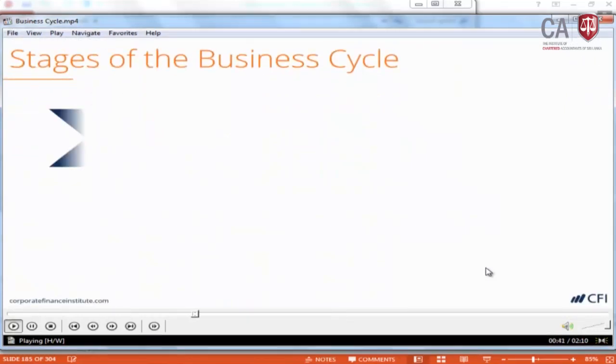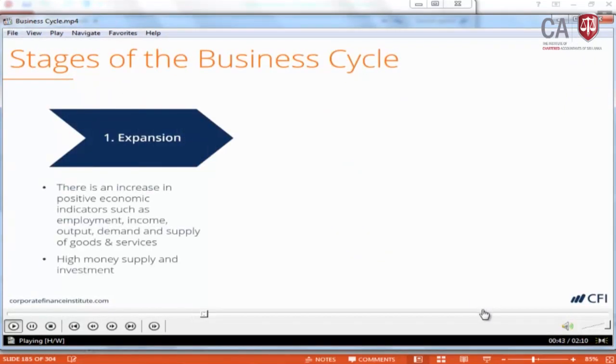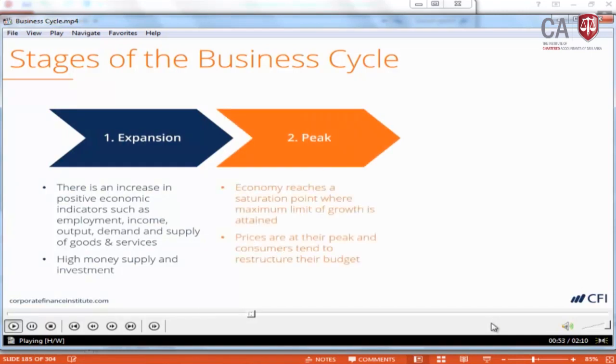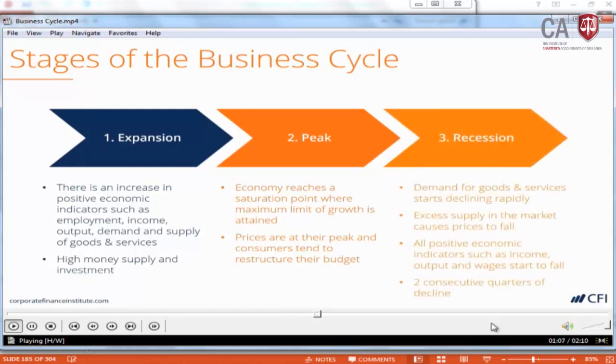Let's look at each of the stages in more detail. The expansion phase or growth phase has positive economic indicators such as high employment, high incomes, and high demand for goods and services. Now let's look at the peak. At the peak of the economic cycle, the economy reaches saturation, which means growth has started to slow down and halt. Prices are at their peak and consumption is at its maximum level.